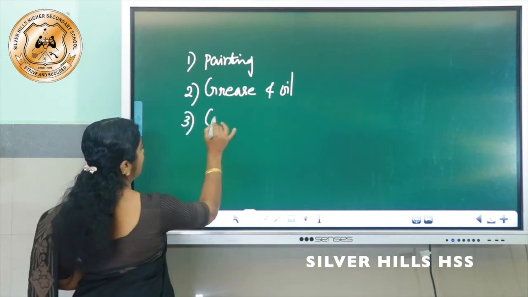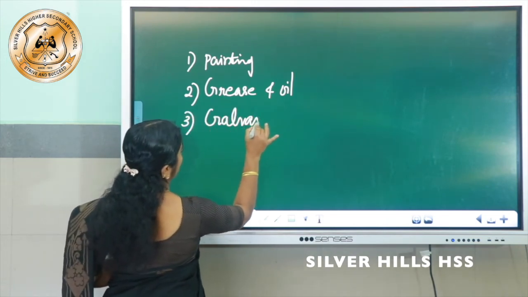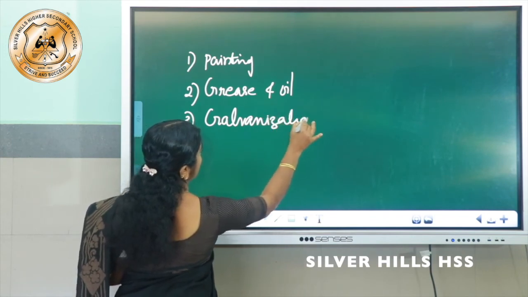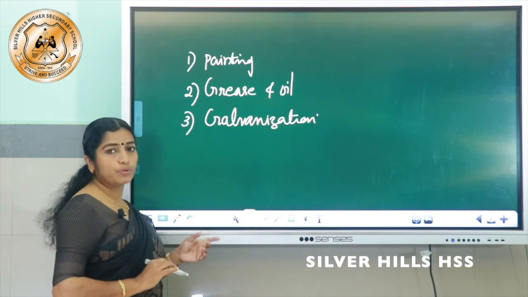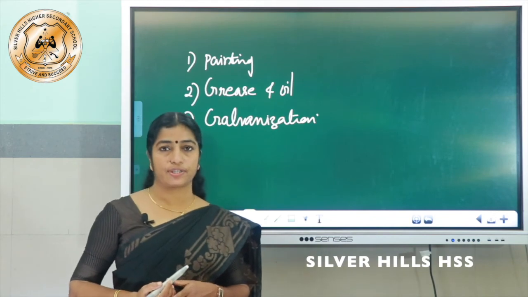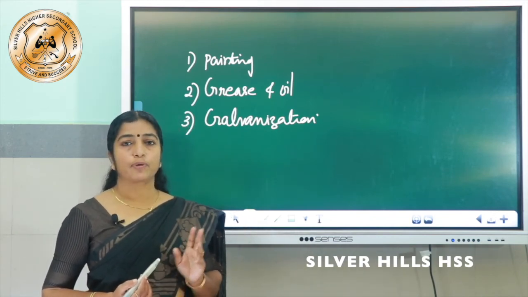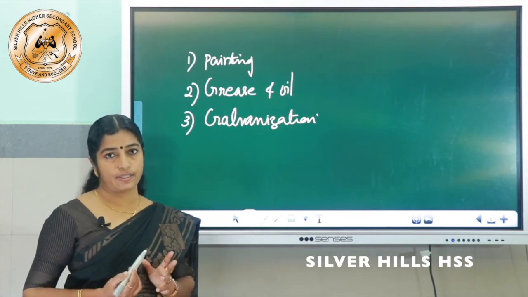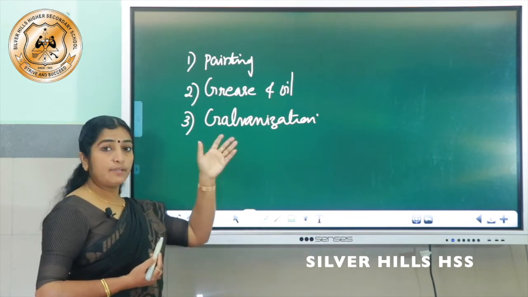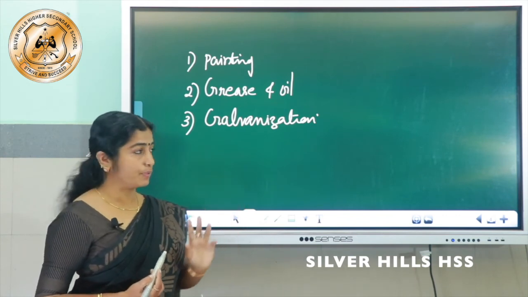Then galvanization is another method used to prevent corrosion. What is meant by galvanization? Coating zinc on iron, that process is known as galvanization. So by coating zinc on iron we can prevent corrosion.